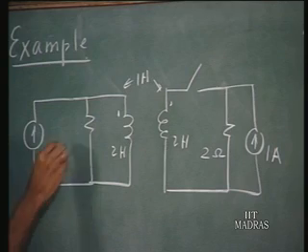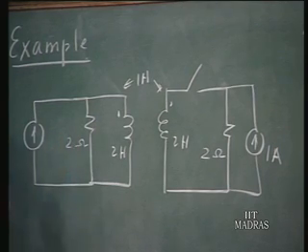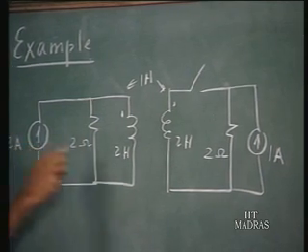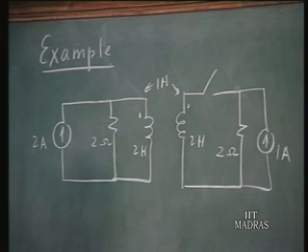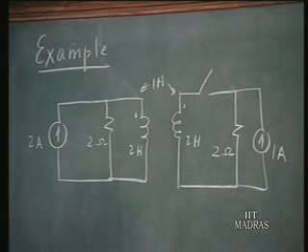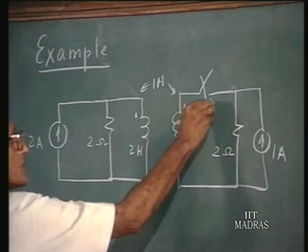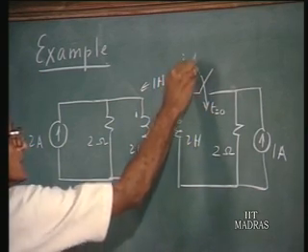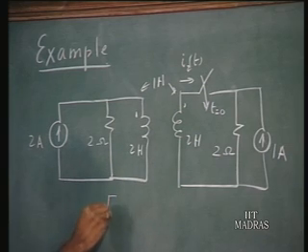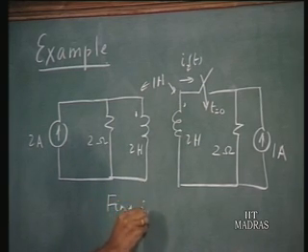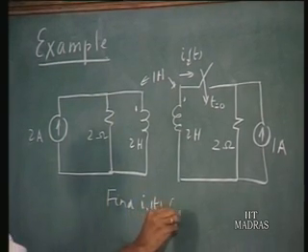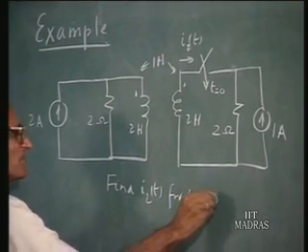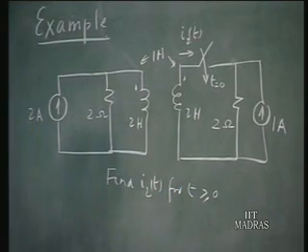Let the element values be as marked here. These two are current sources, DC current sources, 1 ampere and 2 amperes, and the switch is kept open for a long time and closed at t equals 0. You are asked to find I2 of t for t greater than or equal to 0.